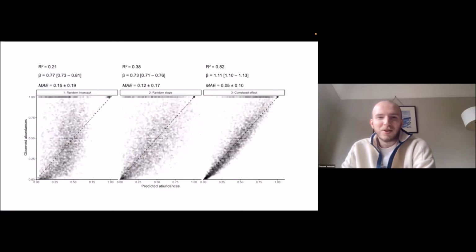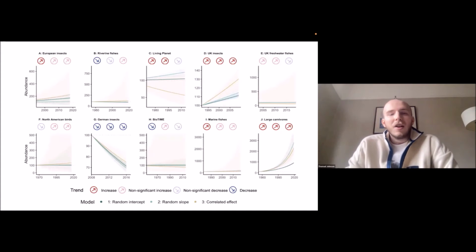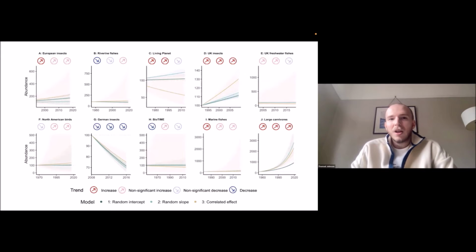Before I move on from this, I actually want to just jump back to this slide because there's something important here. If we look at these 10 different data sets under the correlated effect model, at 95% credible intervals, we fail to detect a single increase or decrease in the mean trend. So we cannot find any evidence of a decline or recovery in the mean trend using the correlated effect model. In contrast, we do find increases and decreases in the other models.